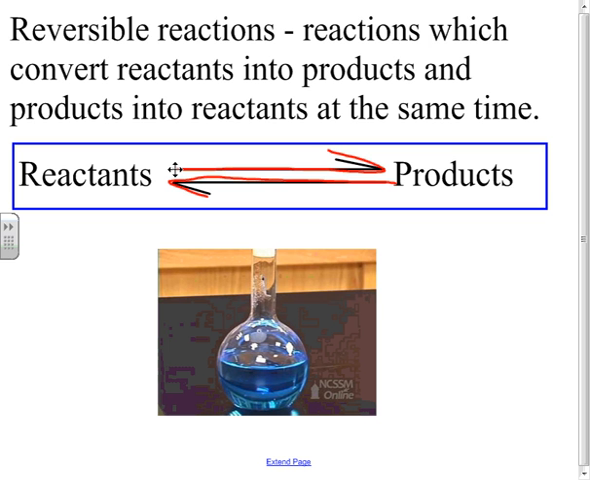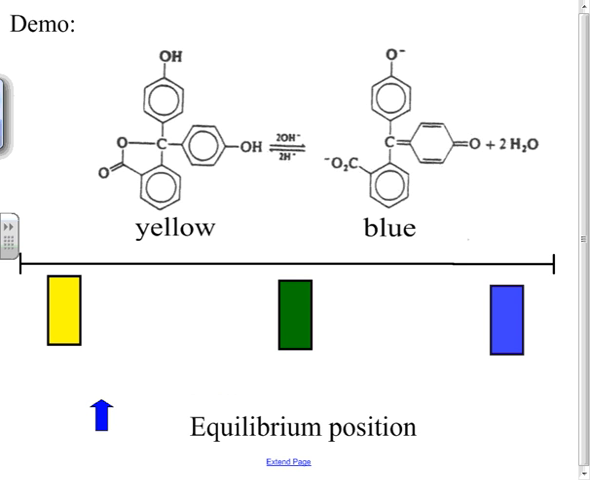The reactants change to the products, but because the products change back into reactants at the same rate, the amount of reactants and products remain constant. I will show you tomorrow a demonstration involving the blue bottle. I will also show you a demonstration involving this reaction.